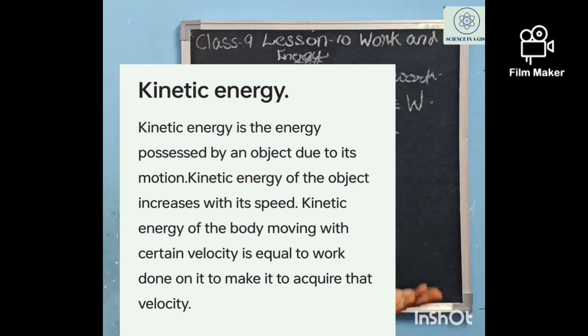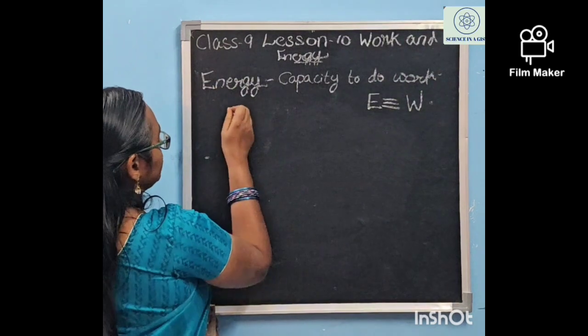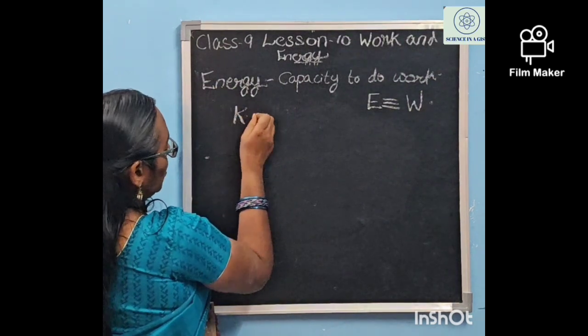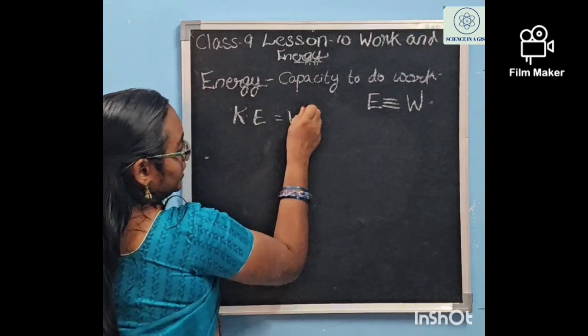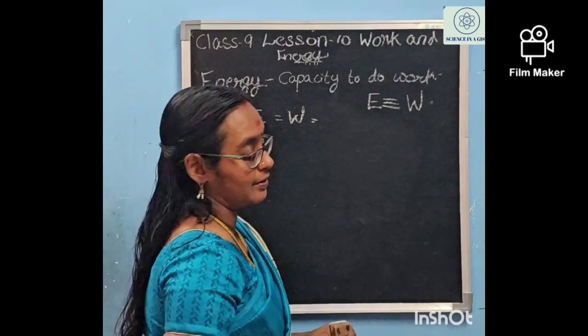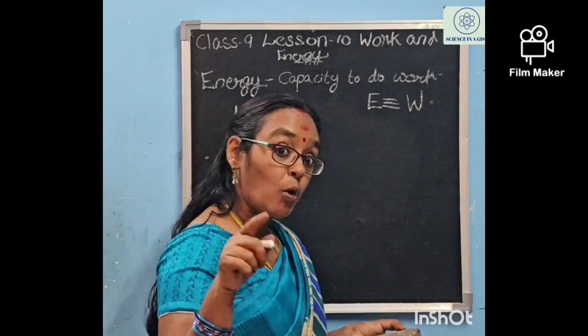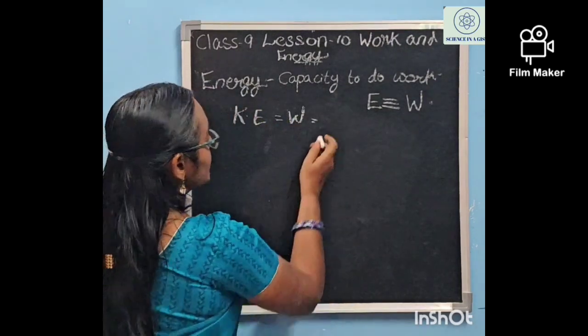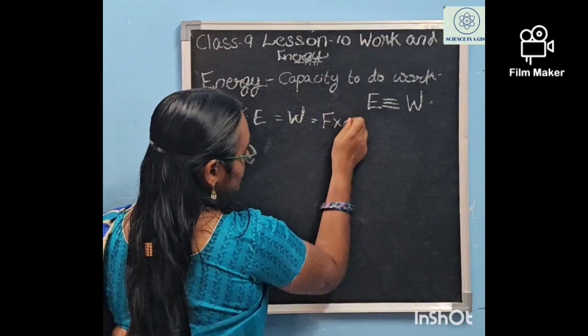Now we are going to see the mathematical derivation of kinetic energy as well as potential energy. How can we define it? Whatever it is, kinetic energy or any energy, it is equivalent to work done. So what is the work done formula? Force into displacement, isn't it? So it is equal to force into displacement.